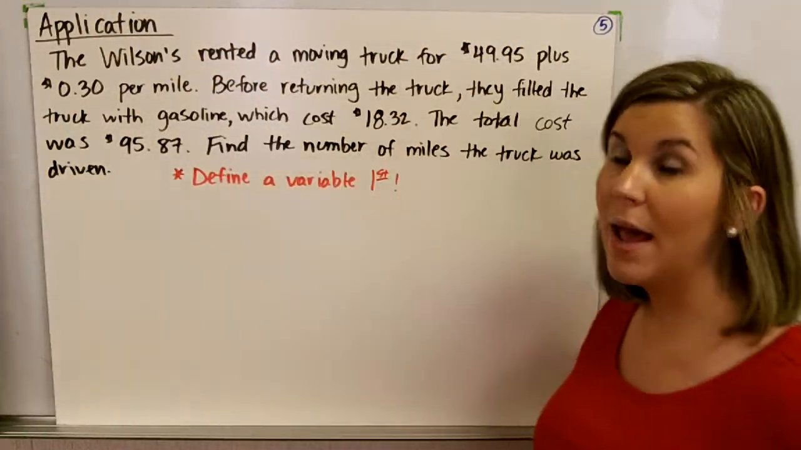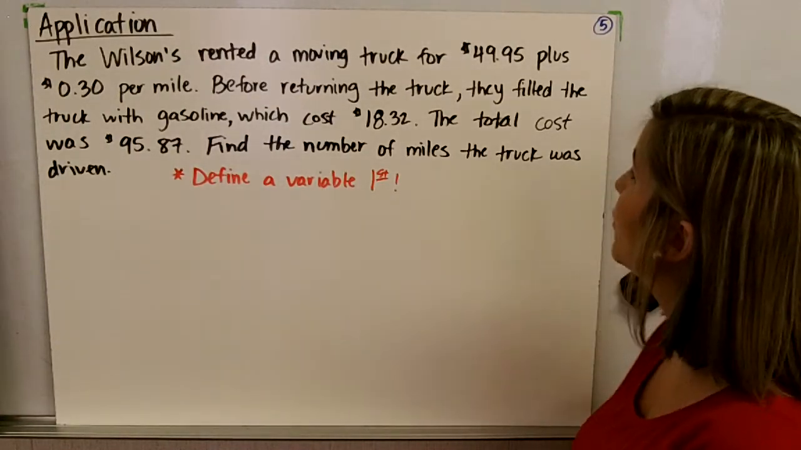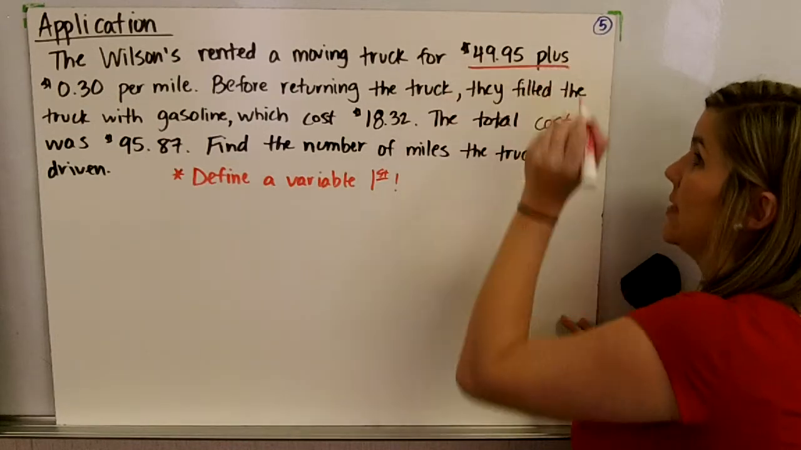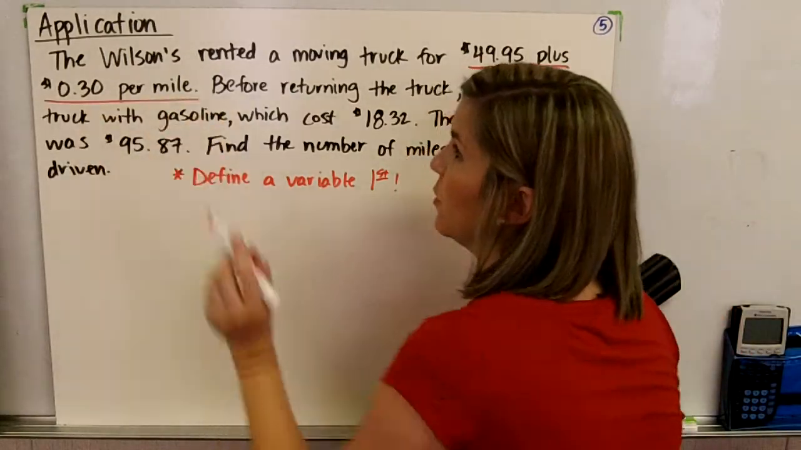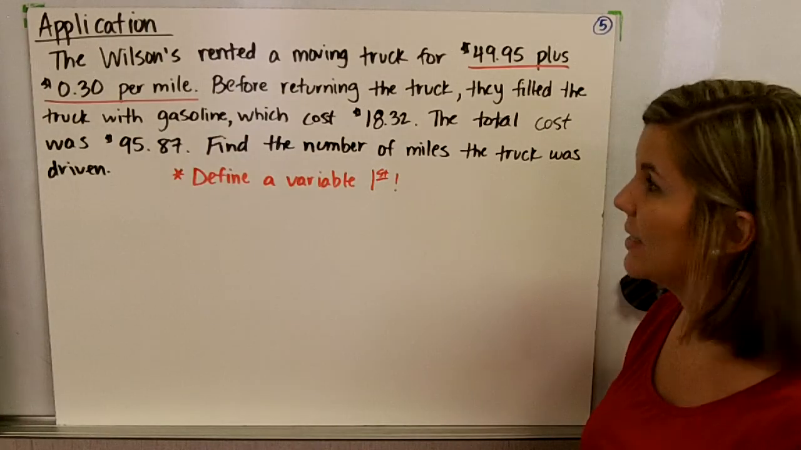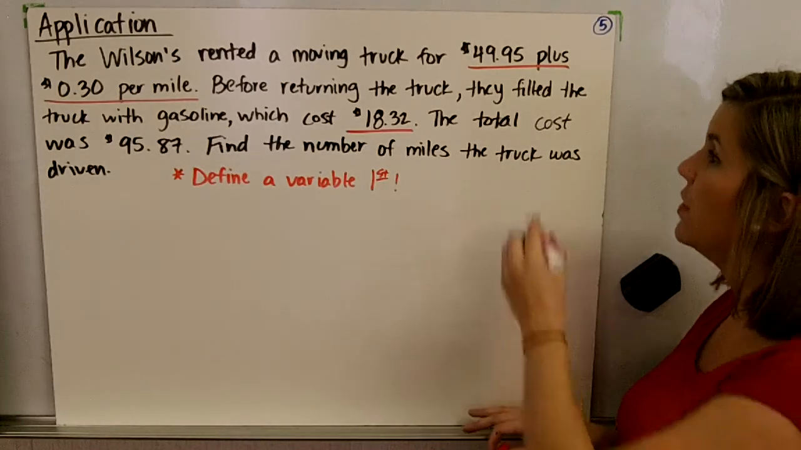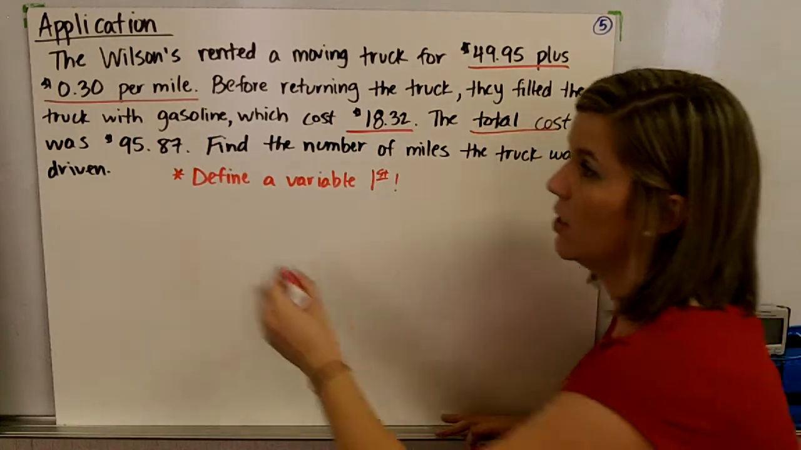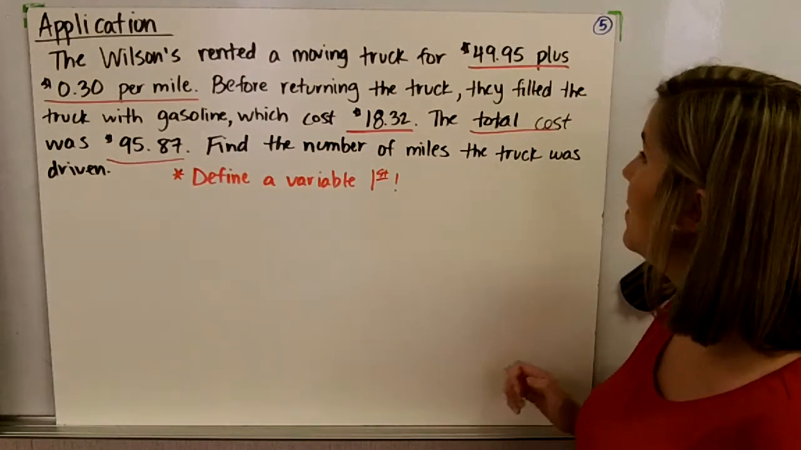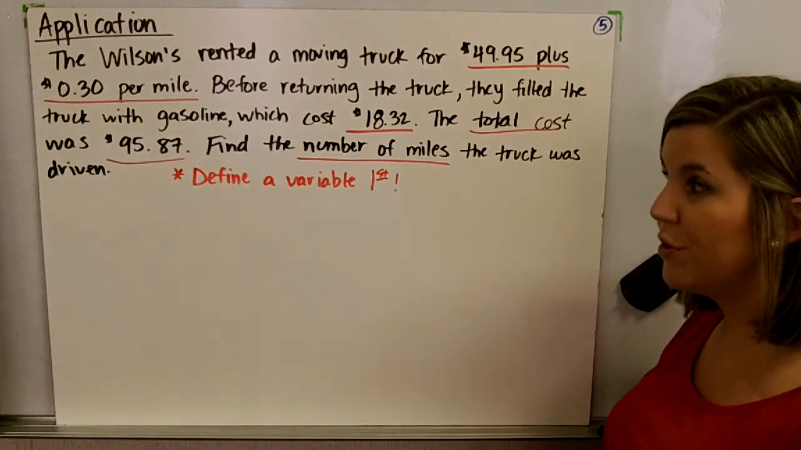Alright, last one, an application problem. The Wilsons rented a moving truck for $49.95 plus 30 cents per mile. Before returning the truck, they filled the truck with gasoline, which cost $18.32. The total cost was $95.87. Find the number of miles the truck was driven.